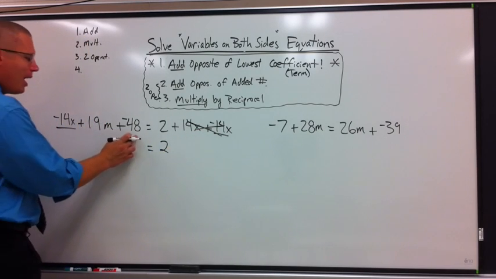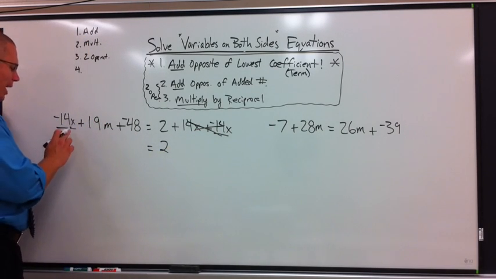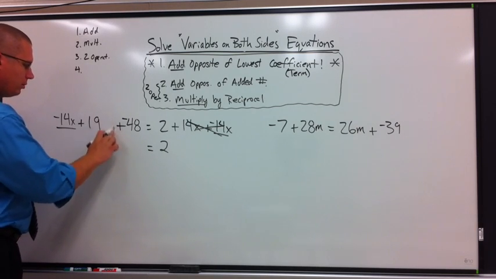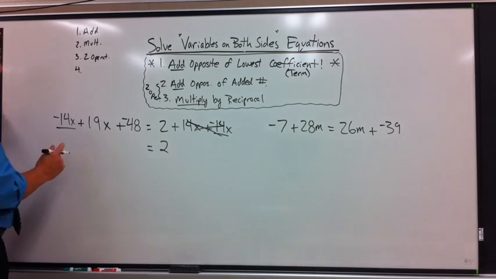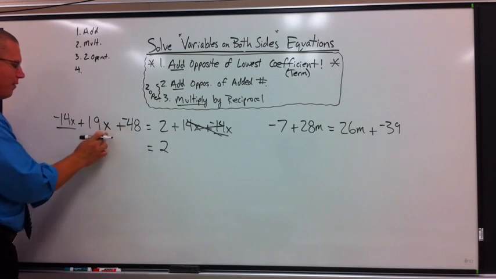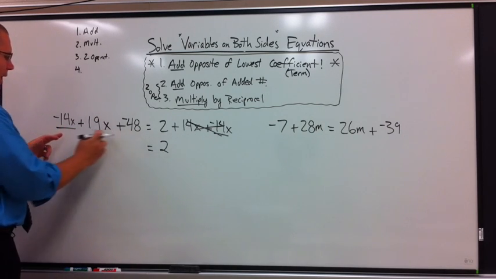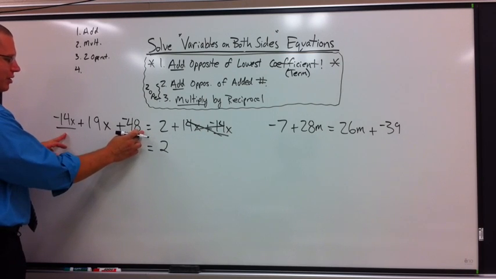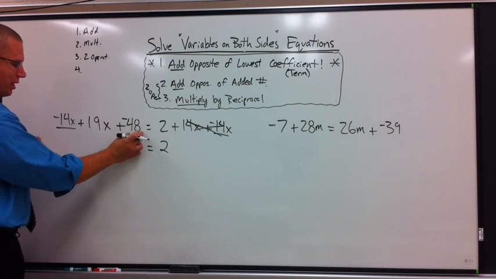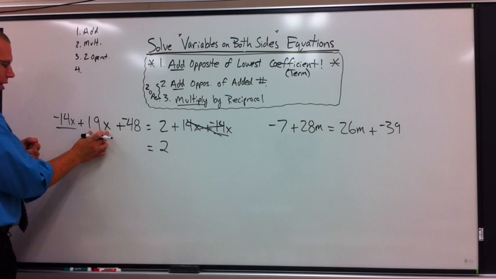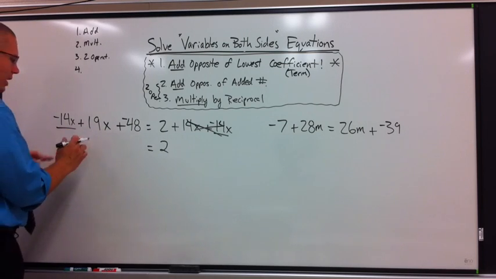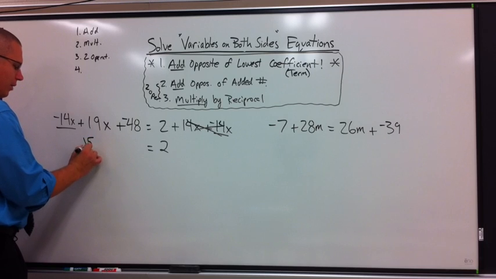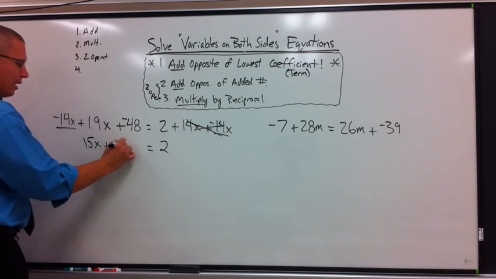On this side, combine like terms. Sorry, this should be an x. Am I allowed to add all three of these? Negative 48, 19, and negative 14. I can't because this does not have the same variable. This is a single number term. This is a variable term. This is a variable term. These two I can combine. Negative 14 plus 19 is 15x plus negative 48.